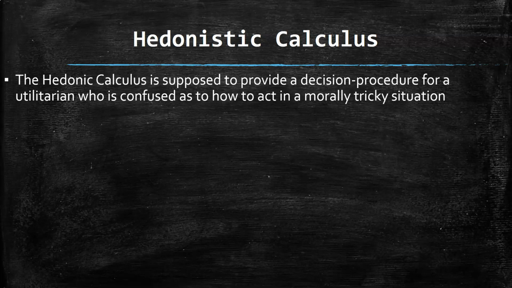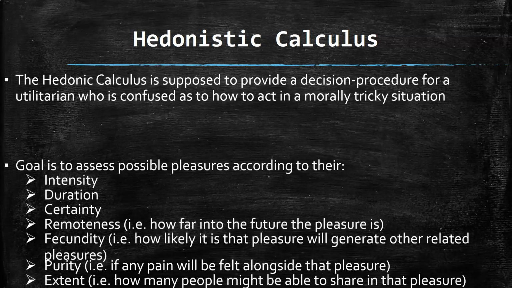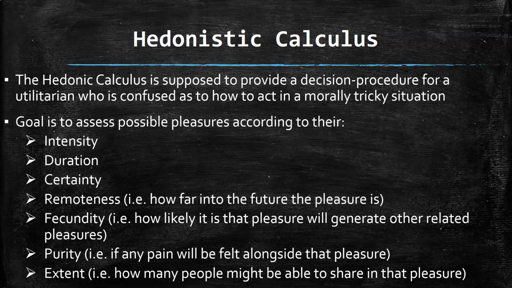So how do we provide a decision procedure for a utilitarian? We don't know what to do. It's a morally tricky situation. It's a dilemma. There are multiple options here. We don't know which one to pick. Well, the goal is to assess possible pleasures according to this list here. The intensity: how much is it going to bring? The duration: how long will that happiness last? Something that might bring happiness now for a short term but end up negative later, or just instant happiness that's fleeting, we're not going to rank that as high.